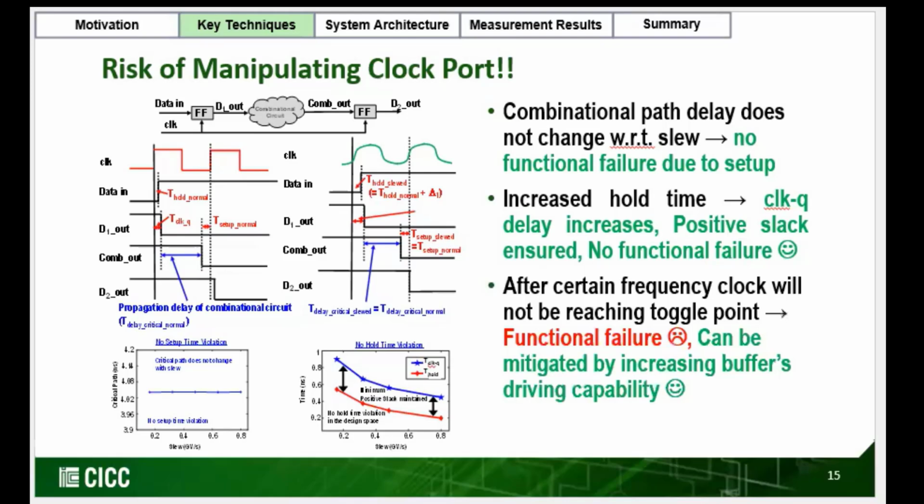However, is everything good? Is there no drawback? No, that is too good to be true. As we are using a weaker buffer, as we are using the slew clock technique, after some frequency, if we want to operate AES at very high frequency, the clock port will not be able to reach the toggle point. That means at higher frequency, there is a possibility of functional failure. However, this can be mitigated by increasing the buffer's driving capability.